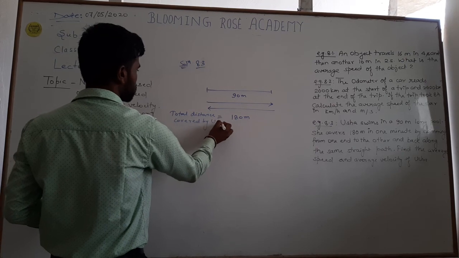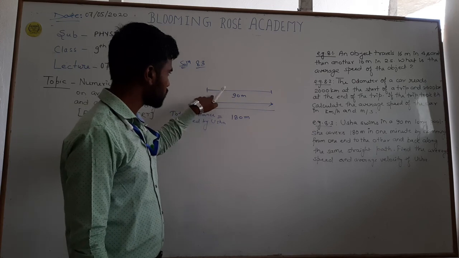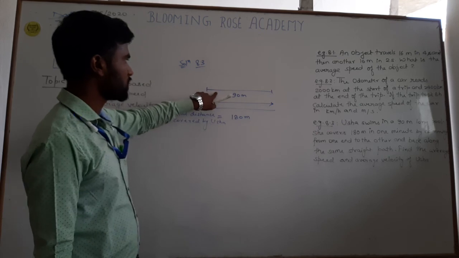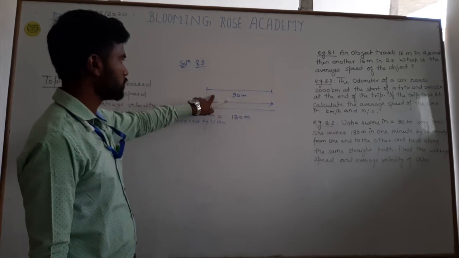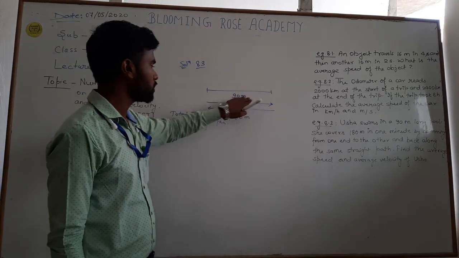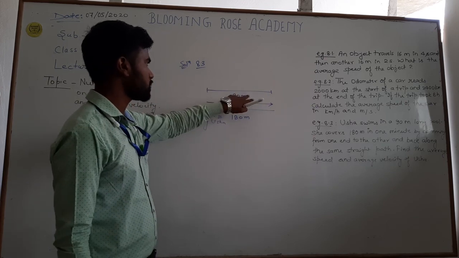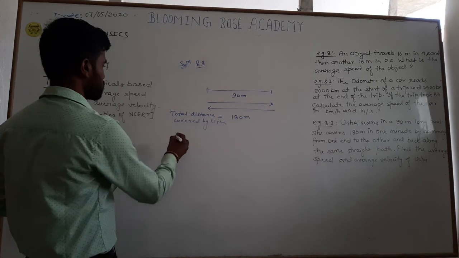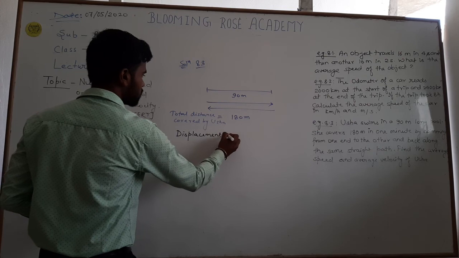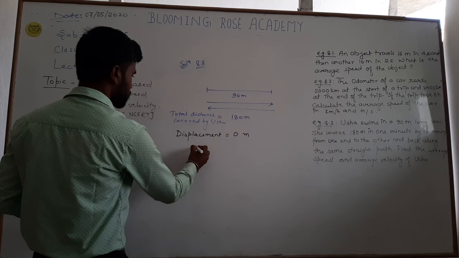by Usha. But here you can see that she goes along one straight path and comes back on the same path. So displacement of Usha will be 0, as displacement depends on direction or the shortest distance between 2 points. So here she goes and comes back on the same straight path. So displacement here is 0 meter.